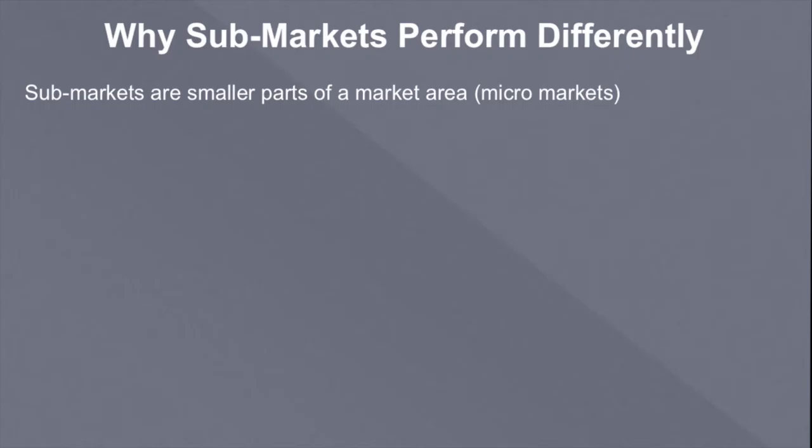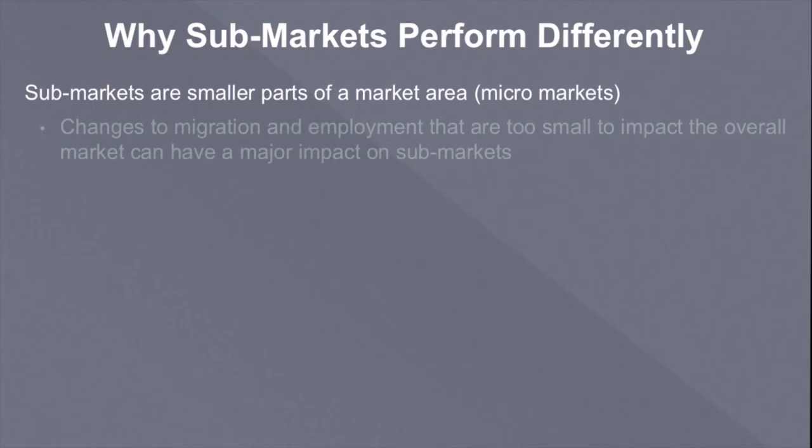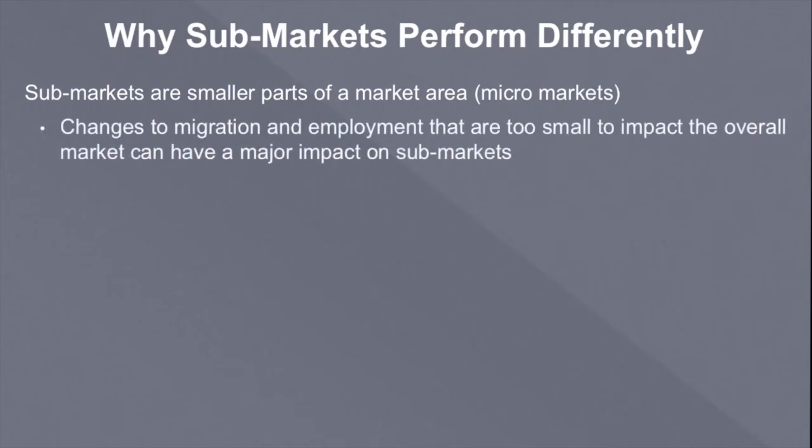We could also call these micro markets. So let's examine this. Changes in migration and employment that are too small to impact the overall market can have a big impact in a submarket, because a submarket is a pretty small place. Even a fairly small company coming in and opening up shop, or going out of business, can really affect a submarket.